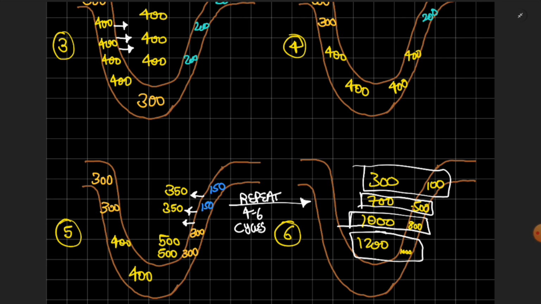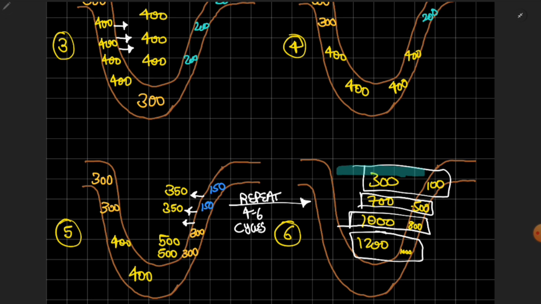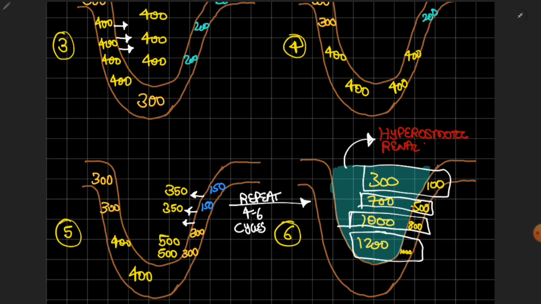Now there is one point to note. Let me just highlight those points. This renal medulla was 300 milliosmol, and it converted to a maximum of 1200 milliosmol. So basically the concentration increases. So this renal medulla is also known as the hyperosmotic renal medulla.